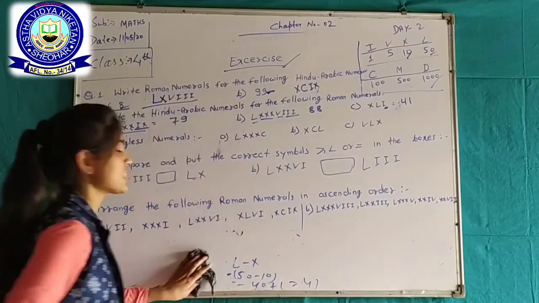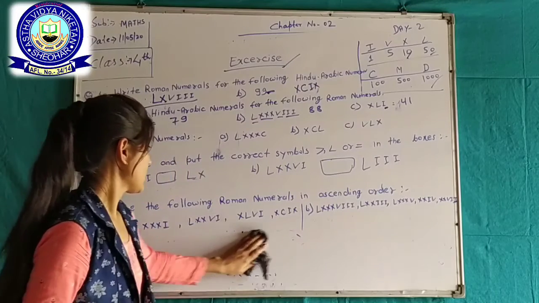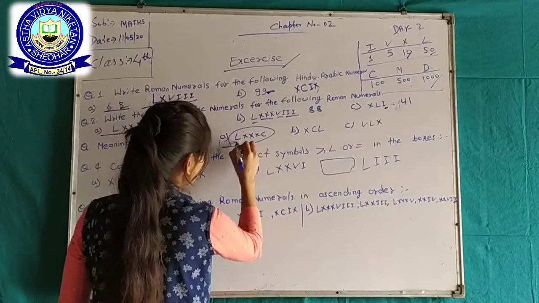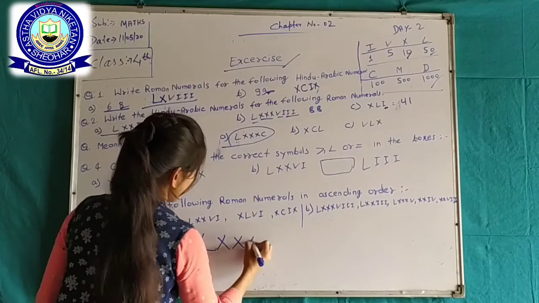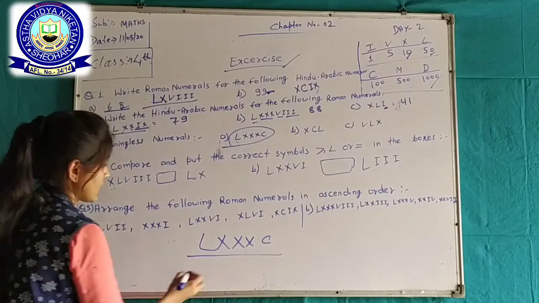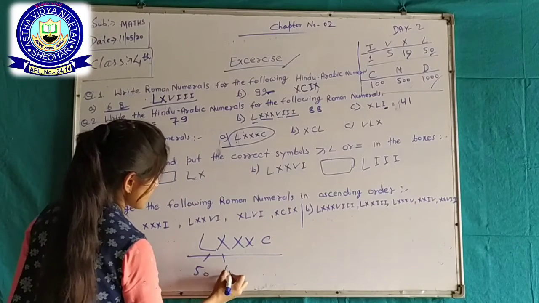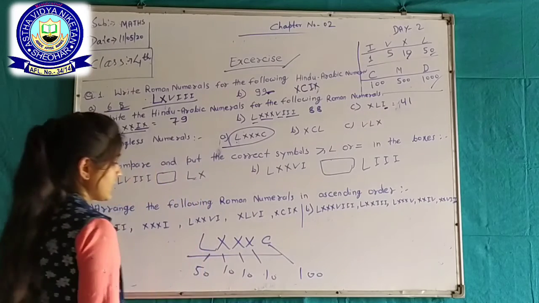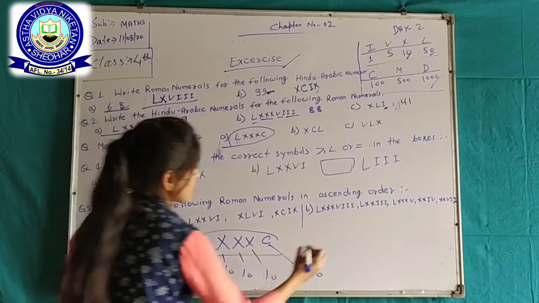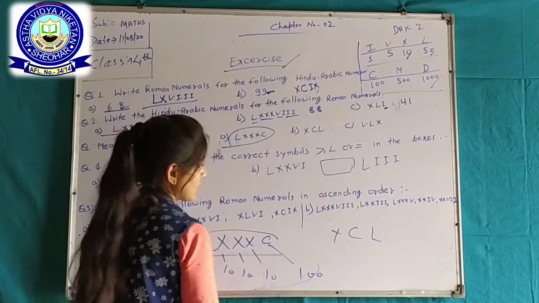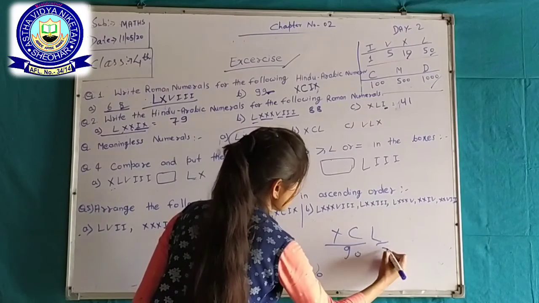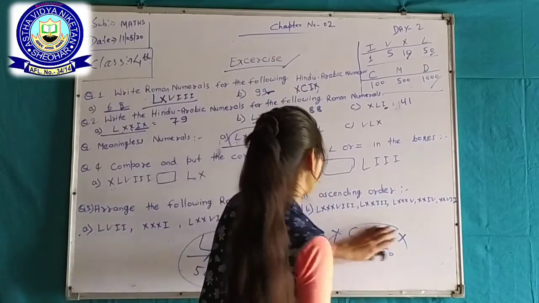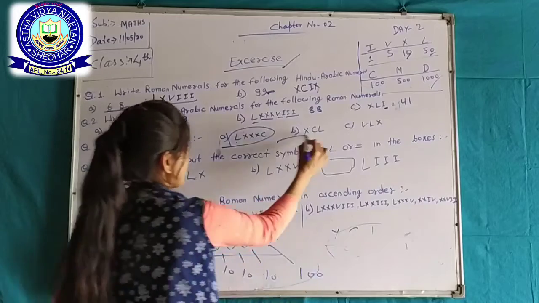Here are some numerals that are meaningless. There is no meaning for these Roman numerals. L means 50, X means 10, X means 10, this X means 10, and this C for 100. These are meaningless Roman numerals. Same with XCL. It means 90 and it means 50. We can't write Roman numerals in this way, so it will be wrong. There is no meaning for these Roman numerals.